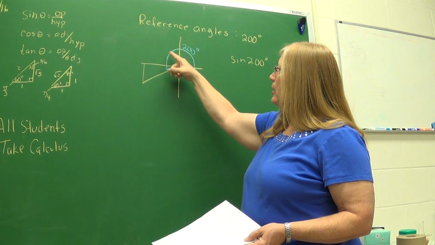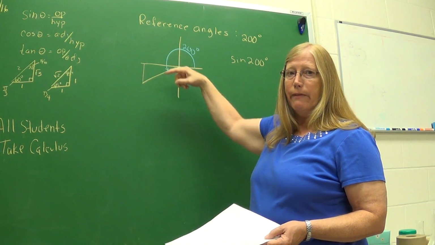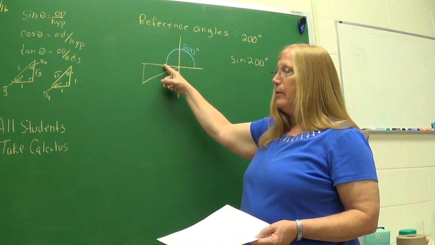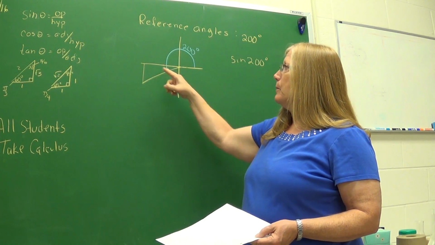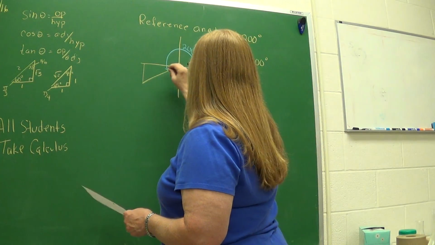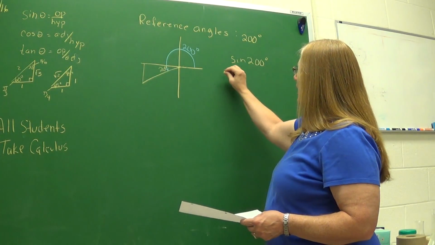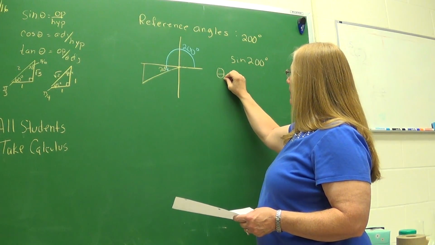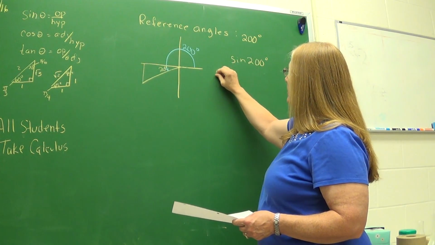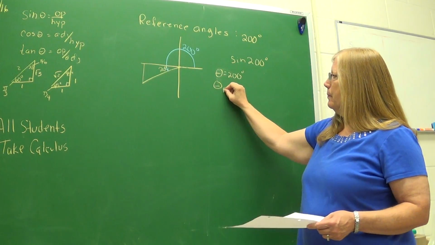So if this is 200 degrees, how much of the angle is in the actual reference triangle? Well, we can see if we stop here, it's 180, but we go to 200. So the difference between 200 and 180, 20 degrees, is the angle in the reference triangle. So I will call it theta reference. The problem was theta is 200, and the reference angle is 20.